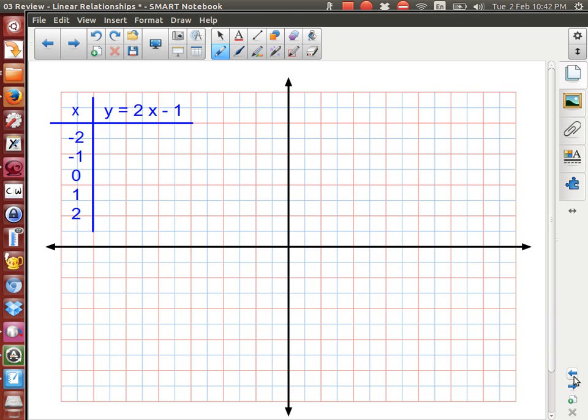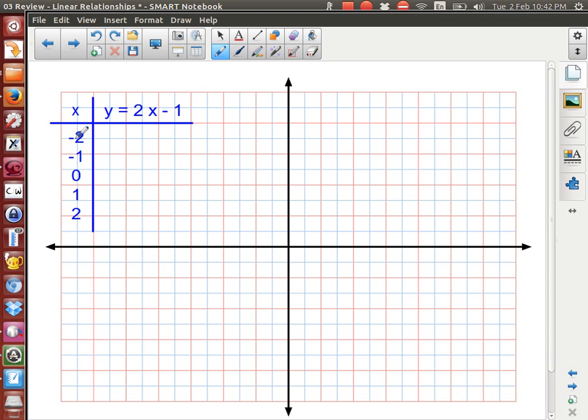So if I move ahead, I take a look. We start with our x values. Here you can see I've got negative 2, negative 1, 0, 1, and 2. When you graph things, I want to see 5 good points. Then I know that you've covered your bases, that you've done your arithmetic correctly, and things all make sense. So we've got y equals 2x minus 1.